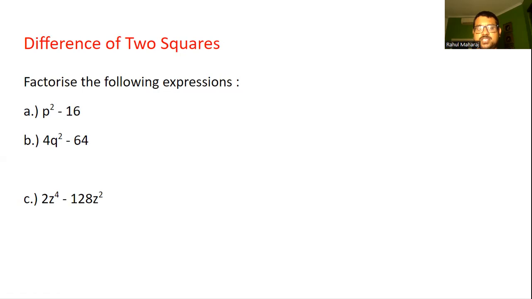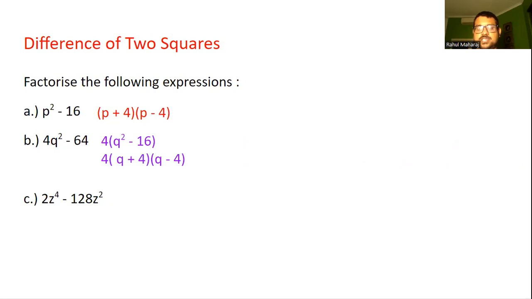So in A, we have p squared minus 16, which are two perfect squares, because 16 is 4 squared. So the factorized form is p plus 4 into p minus 4. In B, we have 4q squared minus 64. We need to get q on its own. And to do that, we take 4 out as a common factor, which gives us 4 times q squared minus 16. And we already factorized what's in the brackets in A. So therefore, we have 4 times q plus 4 times q minus 4.